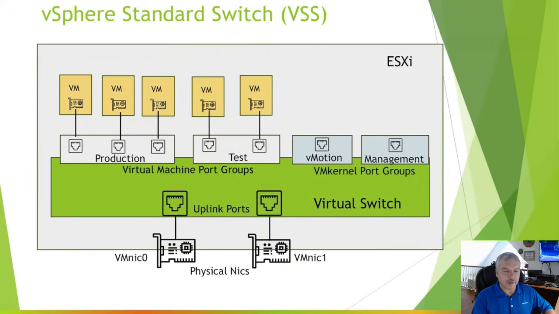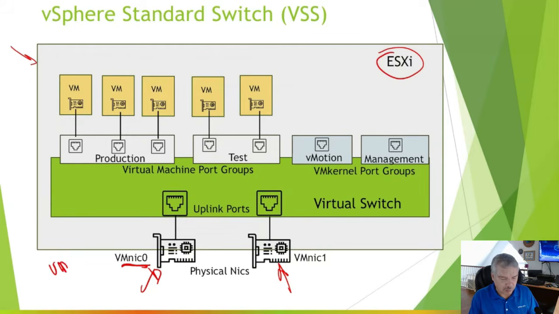Okay, so here is our standard switch, our vSphere standard switch. The gray box represents our ESXi server, so that's our physical host machine. Inside our physical machine, we have physical network cards. I've got two of them in this picture; you could have more, obviously. We represent those cards as vmnic0 and vmnic1. It's actually not capital VMNIC, it's lowercase vmnic0 and vmnic1. Doesn't really matter. So we see these physical cards.